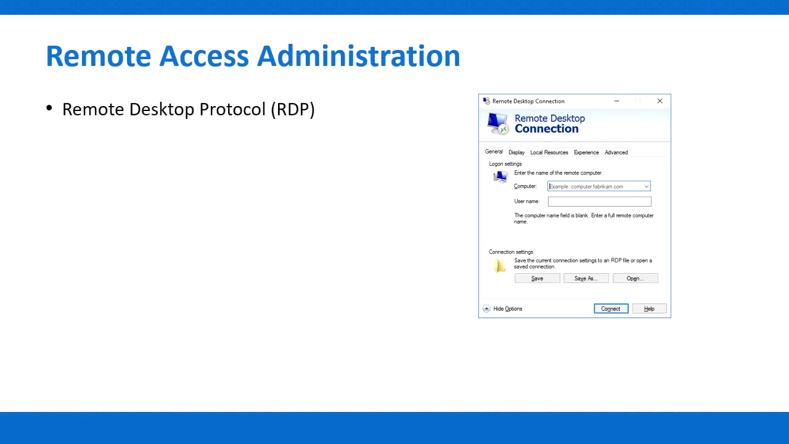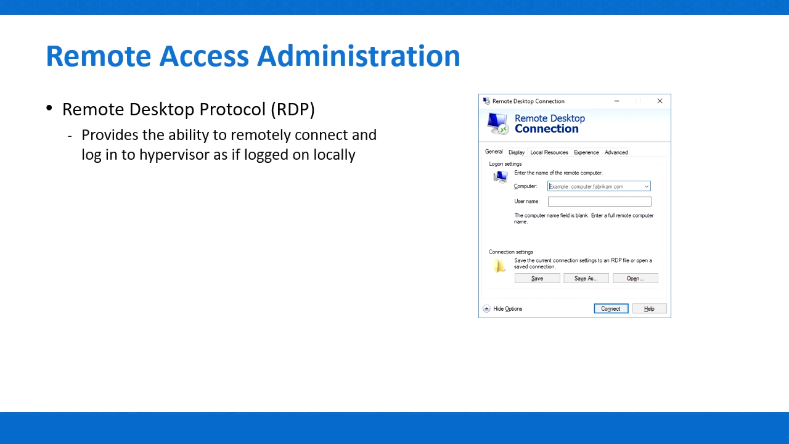Now, another option that we have is the remote desktop protocol. Specifically in Windows environments, RDP will differ from installing the hypervisor console on a workstation because it allows me to remotely connect and log in directly to the hypervisor. So it allows me to log into the Windows operating system as if I were logged on locally. RDP provides remote display and input capabilities over the network, and it does require RDP client software in order to do this. However, RDP client software is included in every version of Windows.